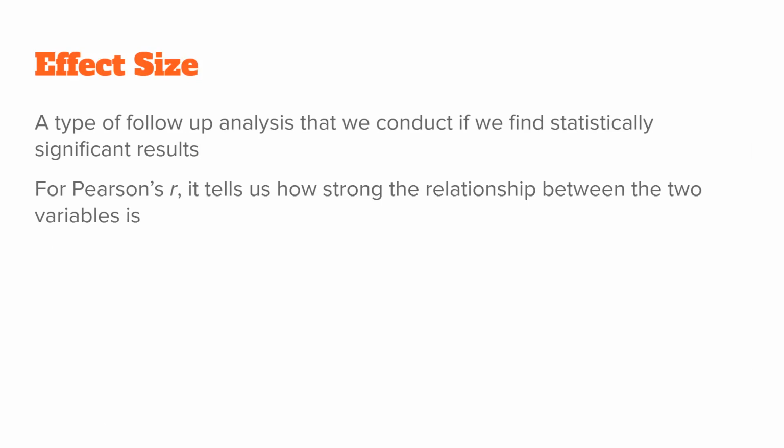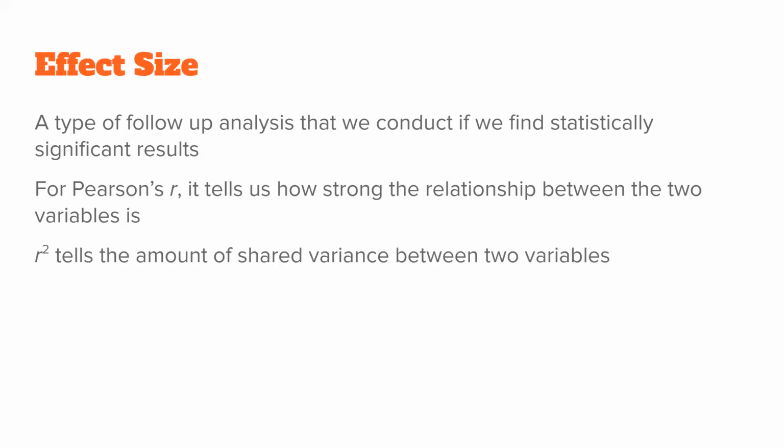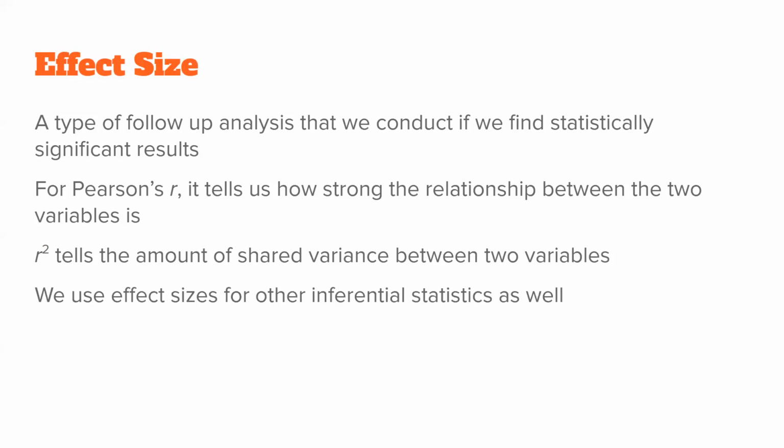And then for Pearson's r, we can use an effect size to tell us how strong the relationship between the two variables is. So whenever we just do the decision whether to reject or retain our null hypothesis, that just tells us we have significant differences, not necessarily how big those relationships or how big those differences are. So the symbol for this, r squared, tells us the amount of shared variance between the two variables. So if you go back to your understanding of variance and standard deviation from your stats class, that's what the r squared is telling us. And we'll use effect size for other inferential statistics as well, which we can talk about later.